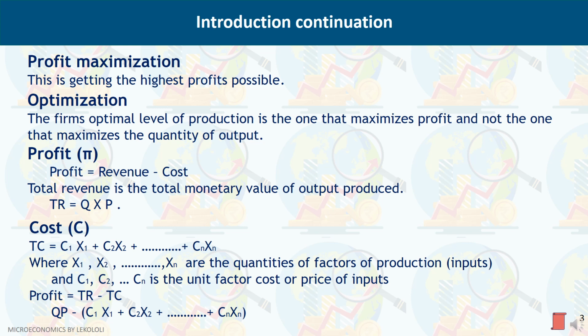Now, to get your profit, you simply take your total revenue and subtract your total cost. So we are saying profit is given by TR minus TC. In simpler terms, it's like saying profit equals QP minus C1 times X1 plus C2 times X2 up to Cn times Xn.